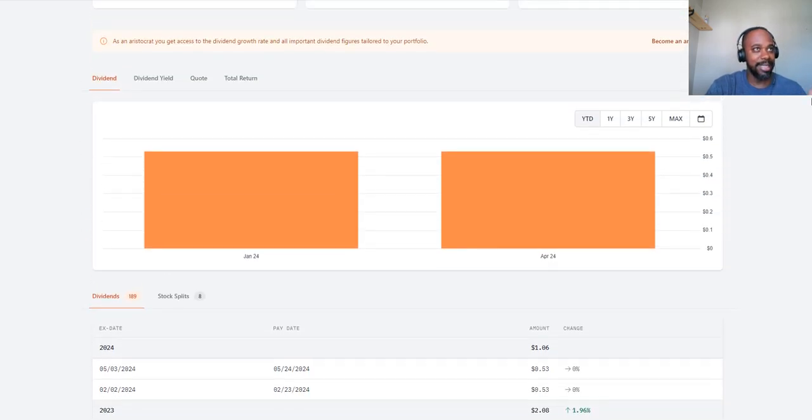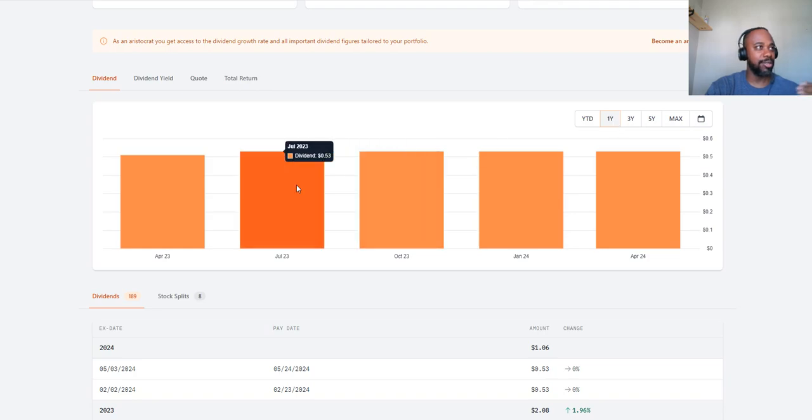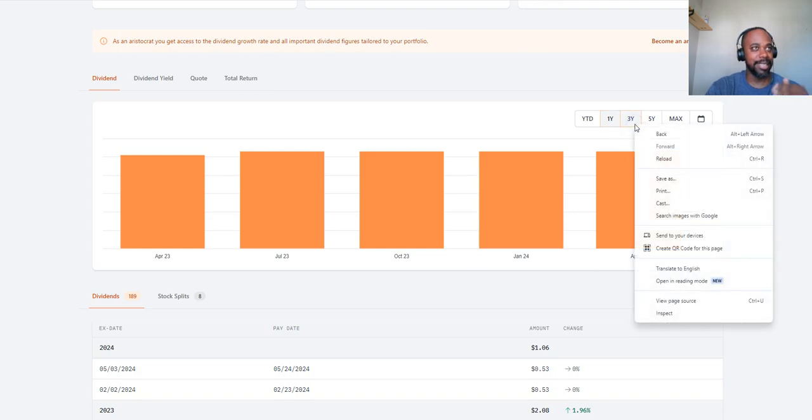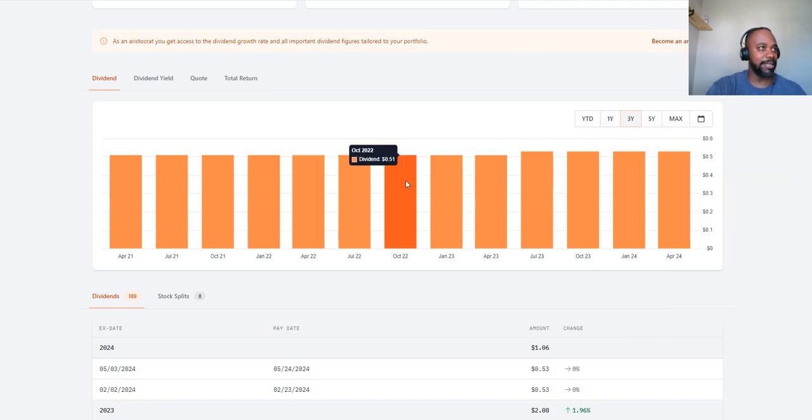Now, as we look at the history, let's go 1 year out. So we've been pretty steady over the last year or so. Last April, we were at 51 cents, and you can see we've steadily been in the same range since then. Looking at this from a 3 year out perspective, you can see we were down as low as 51 cents. We were there for a while, but July 2023 is when we bumped up 2 cents per share. And so, it's a steady increase.